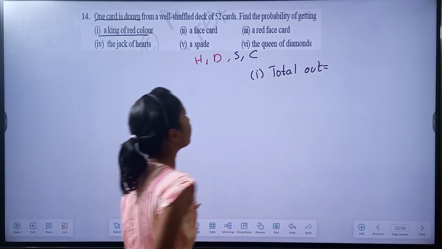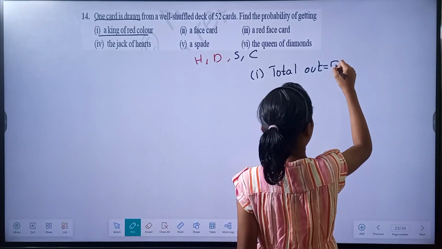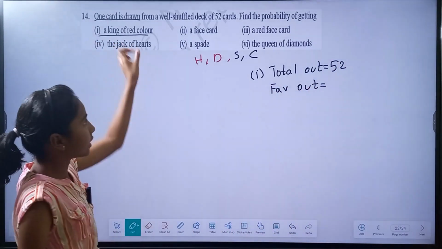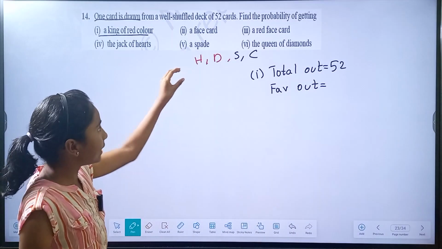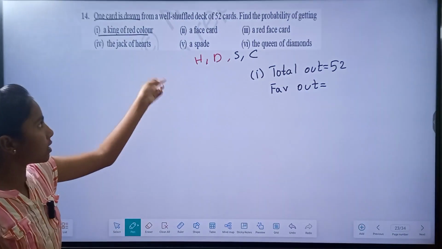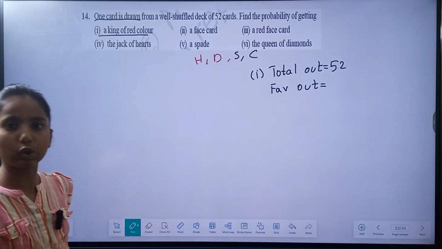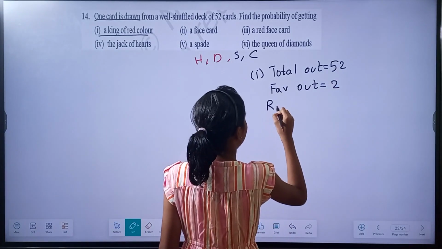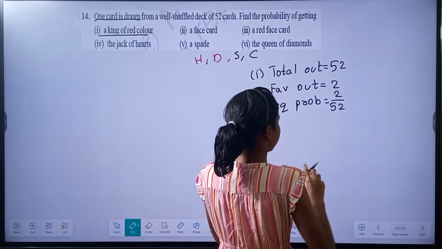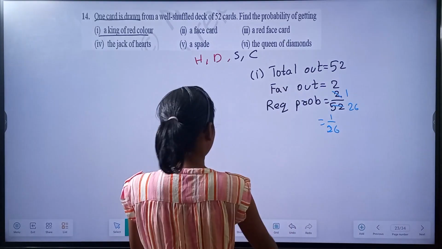We have 52 cards, so choosing one card from those at random has 52 ways. So the total outcomes is equal to 52. The favorable outcomes is a king of red color. We have two suits of red color and in each suit there are 13 ranks and one of them is a king. So there are two kings in these red ones. They are asking for a king of red color, which means there are two and we have to choose one, which has two ways. So the required probability is equal to 2 by 52, which is equal to 1 by 26.